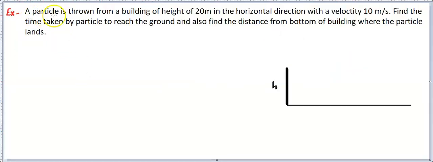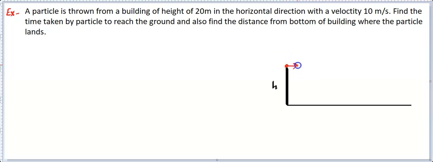Okay, so let's consider this example to use the equations that we have just formed for projectile from a height. It says a projectile is thrown from a building of height 20 meters. So height is given as 20 meters, and it's thrown in the horizontal direction. So we can start from here. Let's say a particle is there, and it is being thrown in a horizontal direction like this.